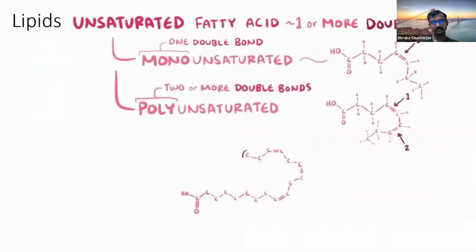All unsaturated will have double bonds. Yes, it can have a single double bond, or it can have more than one double bond, that is, two or more double bonds. If it has a single double bond, then it will be called monounsaturated. If it has more than one, that is two or more double bonds, then it's called polyunsaturated.